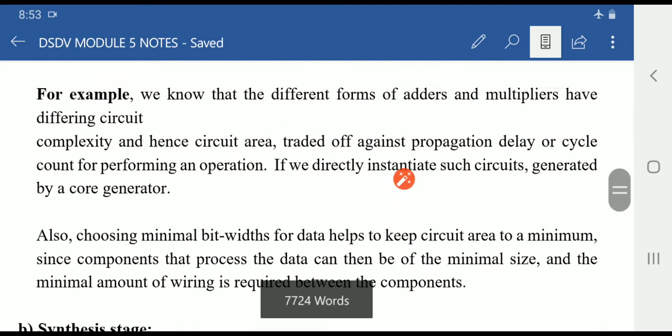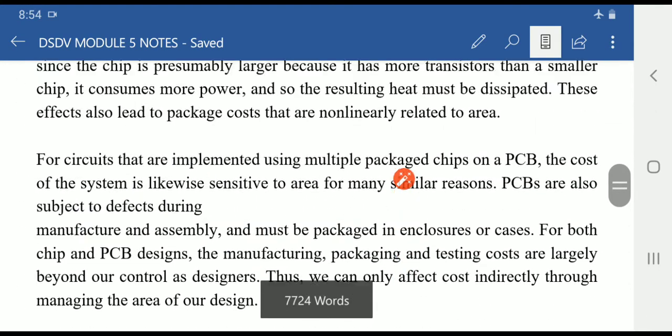So this is about area optimization in the design optimization.